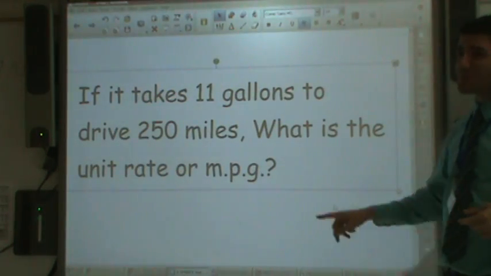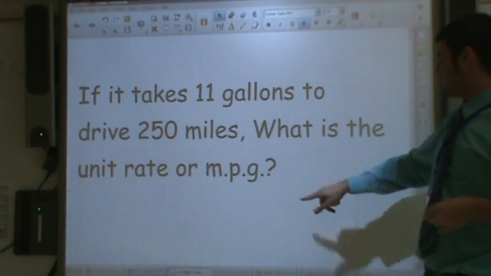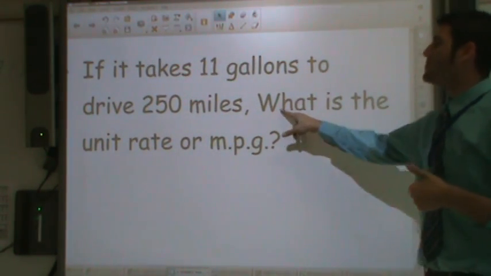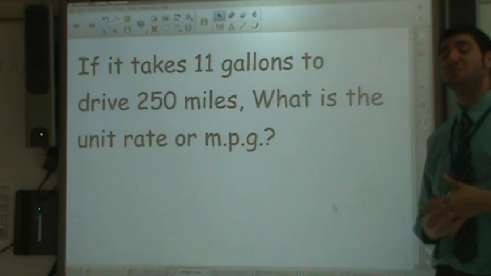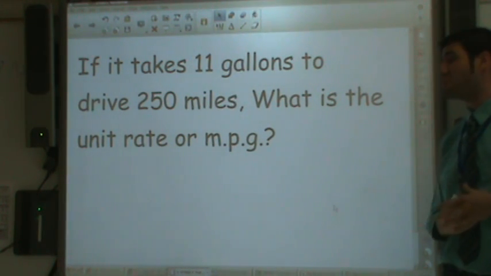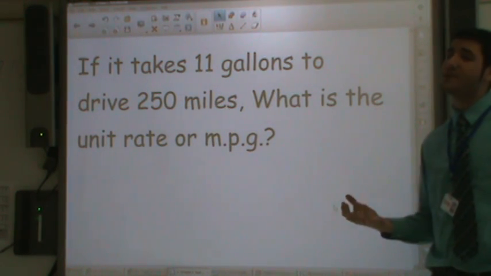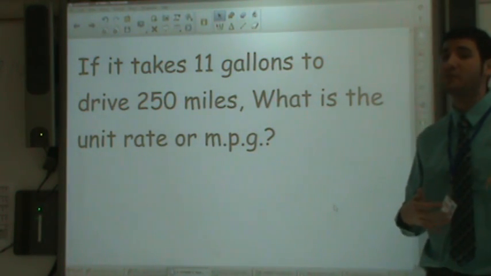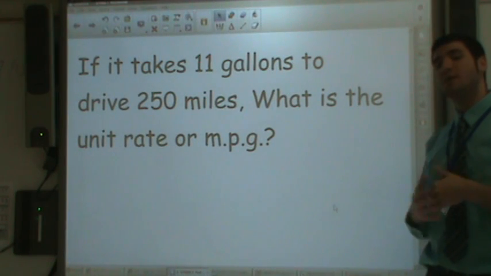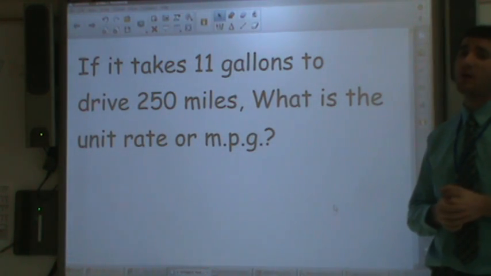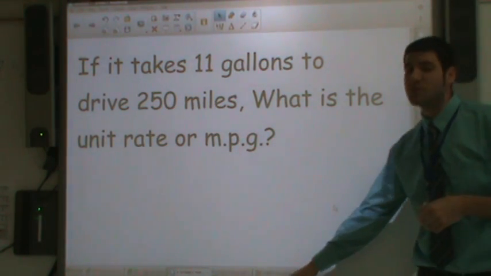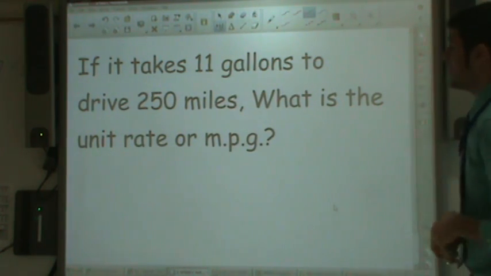Okay, let's take a look at this problem right here. If it takes 11 gallons to drive 250 miles, what is the unit rate, or what is the miles per gallon? Everybody these days is talking about cars and the miles per gallon. Well, let's take a look at how we can figure out what the miles per gallon are on a car, because sometimes they lie. So let's take a look at this.